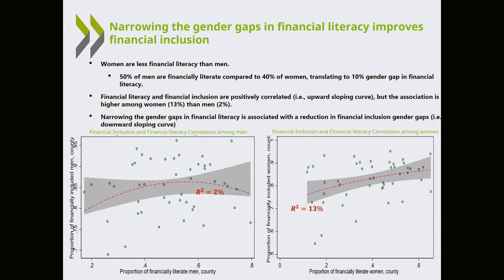And again, we also looked at the gap in financial literacy between women and men. 50% of men are financially literate compared to 40% of women, which gives us a 10% gap in financial literacy. So that's a higher gap than we have with respect to financial inclusion, where we've only got a 4% gender gap.